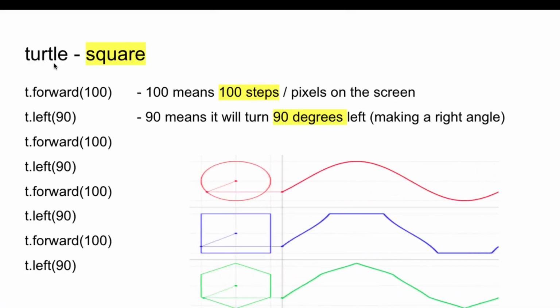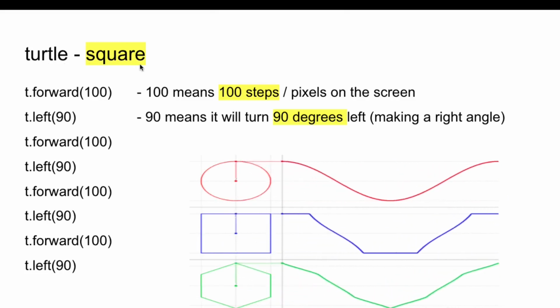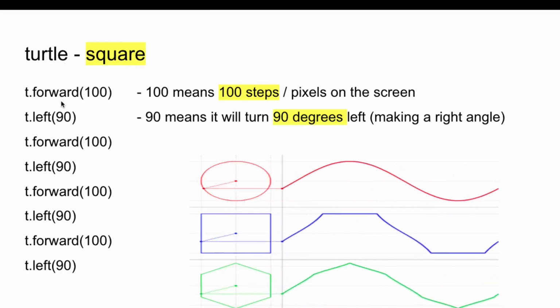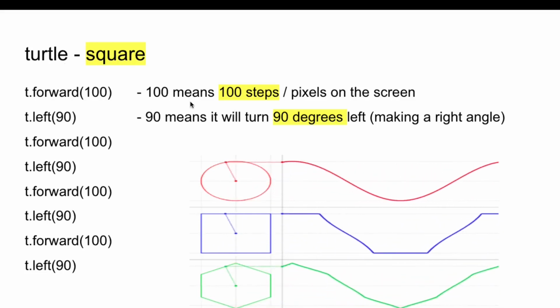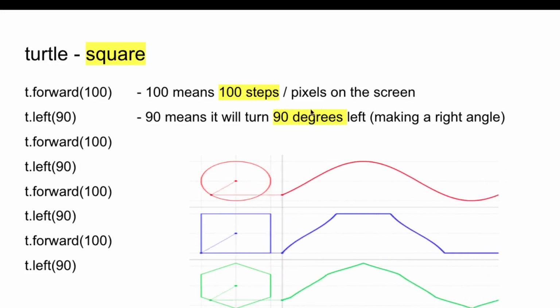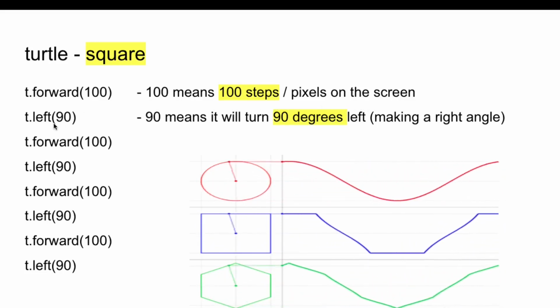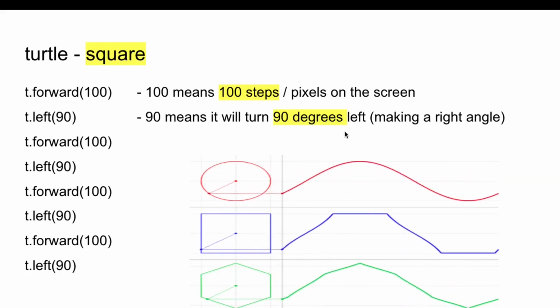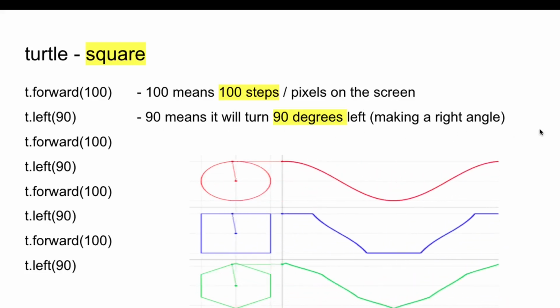Alright, so now let's learn how to make a square using turtle. The first command is t.forward(100). So 100 means it will move 100 steps or pixels on the screen. t.left(90) just basically means it will turn 90 degrees left. So this will make it a right angle.